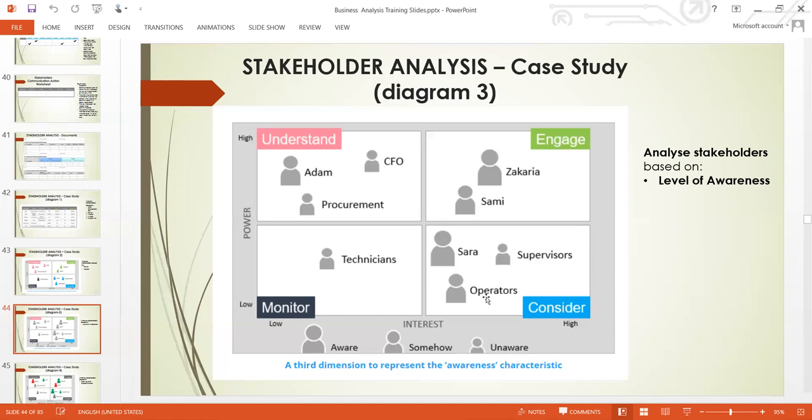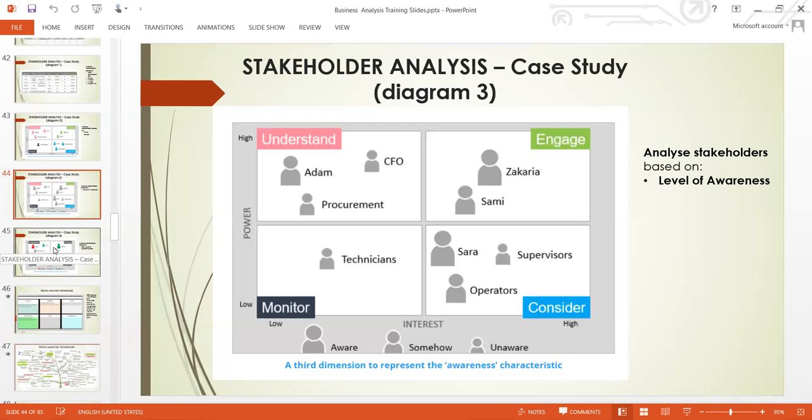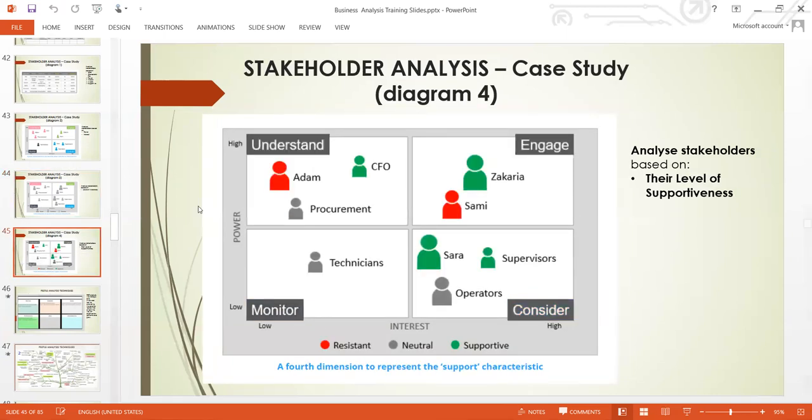Their level of awareness is poor within the project or some deliverables. So the supervisors here, Sarah is very much aware, so her level of awareness is high, though she doesn't have so much power. But her level of awareness is high because she might be the end user of this particular solution. So that's why you look at their level of awareness and plot it. Then the most important of all is this particular one. This is where you need to concentrate mainly when you are managing them.